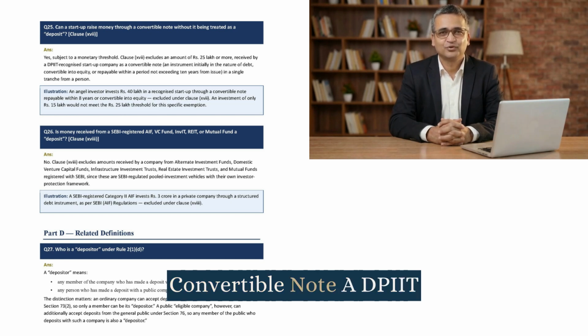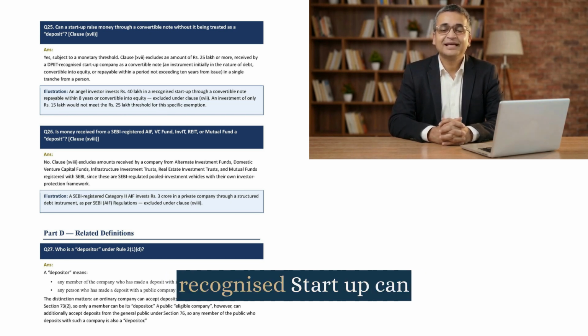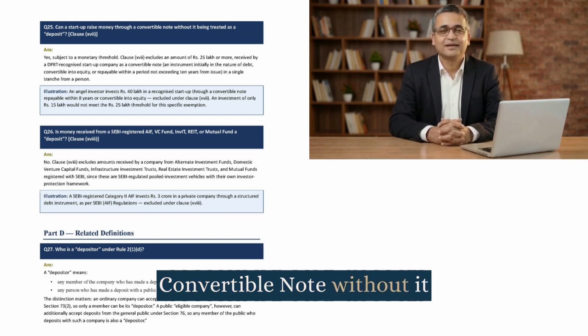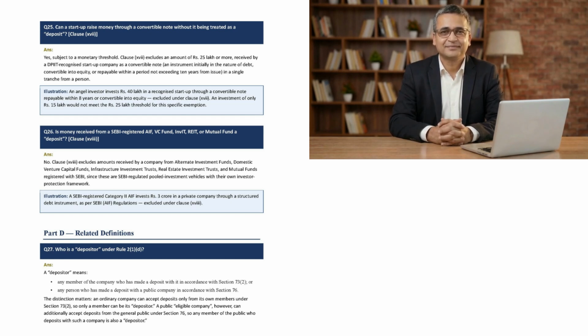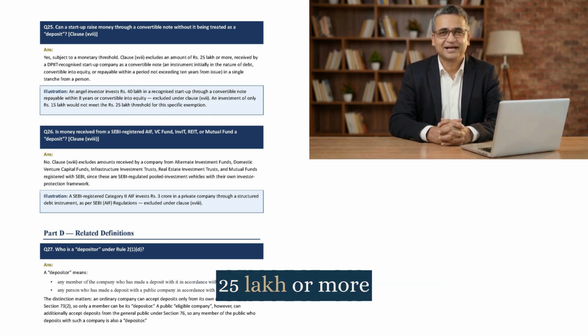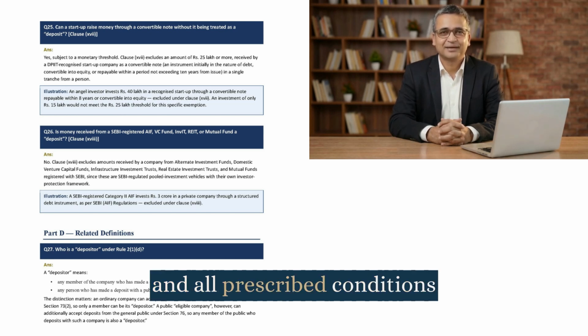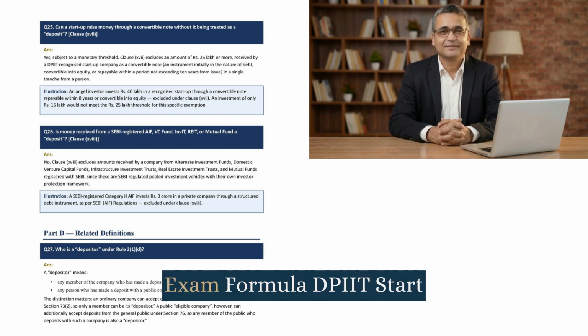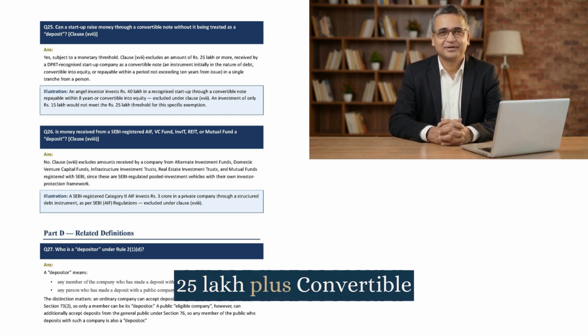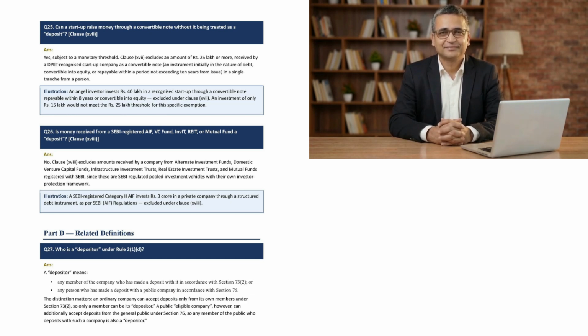Startup convertible note. A DPIIT recognized startup can raise money through a convertible note without it being a deposit. Conditions. The amount must be 25 lakh rupees or more in a single tranche and all prescribed conditions must be satisfied. Exam formula. DPIIT startup plus 25 lakh rupees plus convertible note equals no deposit.